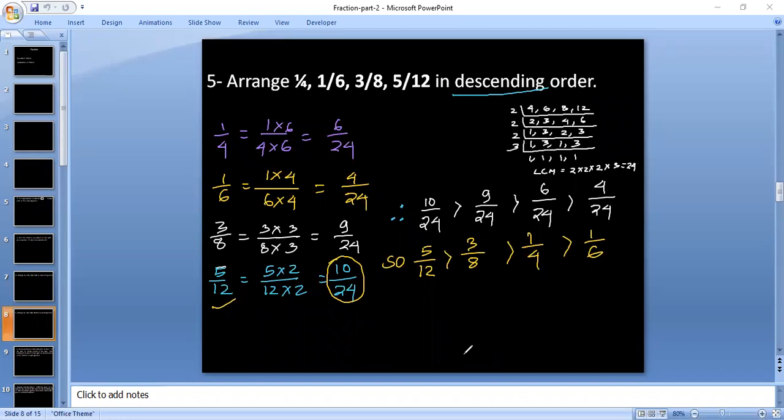But one simple thing: where you find a unit fraction, that means one is the numerator of the fraction, in that case it is the opposite. That means the fraction which has the greatest denominator will be smaller, and the one with the smallest denominator will be greatest. That means 1 by 6 and here 1 by 8. So 6 is smaller than 8, and the one with the smaller denominator will be greater. 1 by 6 will be greater than 1 by 8. So this was not asked, but it is important to know.